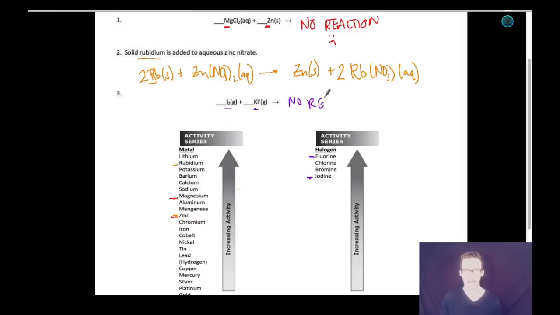So again, as you think about whether or not a single replacement reaction is going to occur based on the placement of the element in the activity series, the higher it is in the activity series, the more active it is, the lower it is, the less active it is. In order for the reaction to occur, it has to be higher than the element it's trying to replace in that activity series. And we are done.